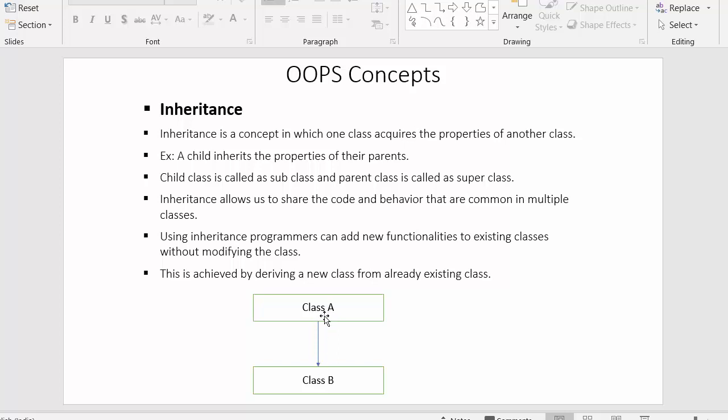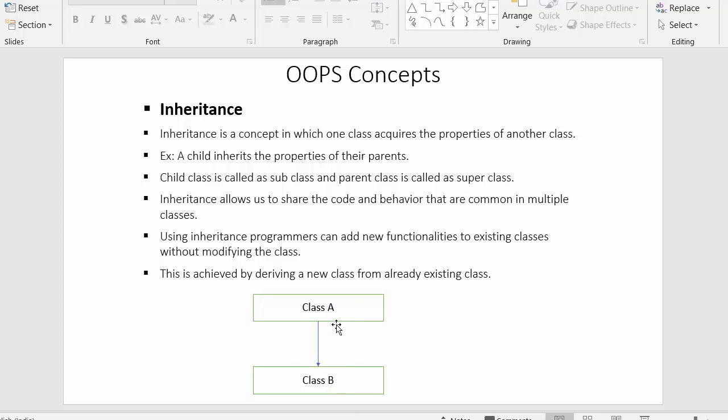Now the data members which were common for both the classes A and B, we have declared only in class A, and we have allowed class B to inherit from class A, so that class B can access those data members without writing them in class B. Okay, so that is what inheritance is.